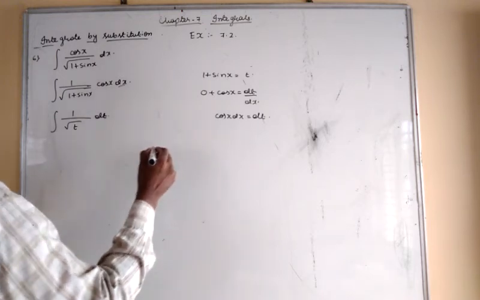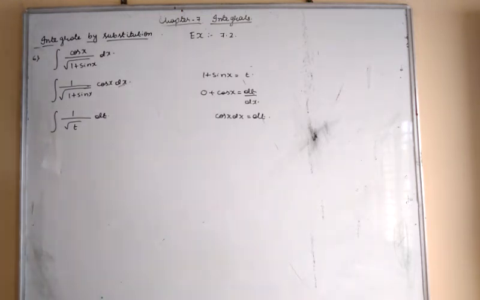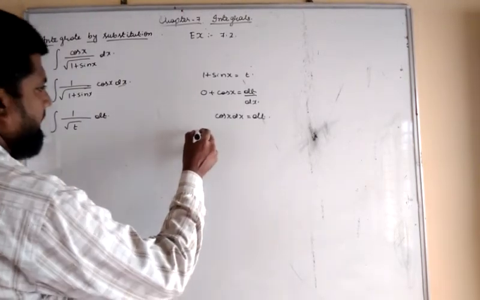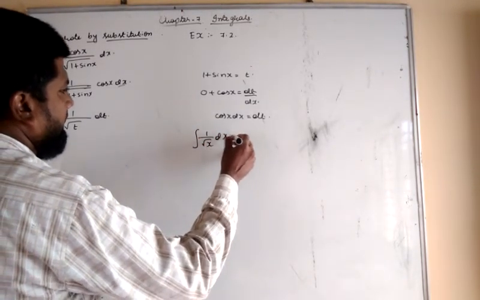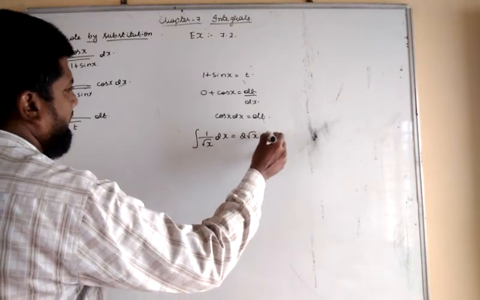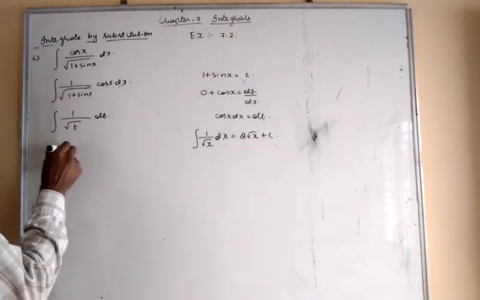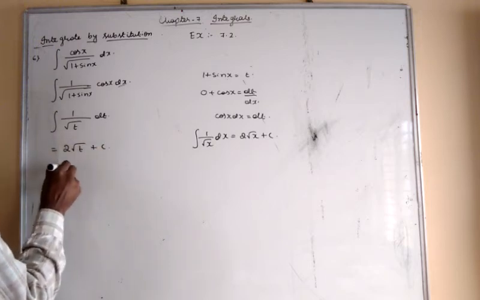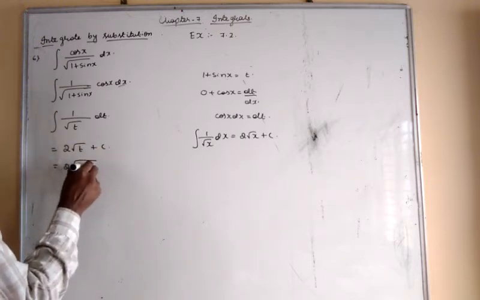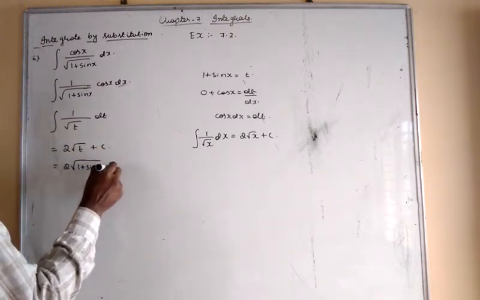We know the integration of 1 by root t. Integration of 1 by root x dx can be written as 2 root x plus c. If you apply here, 2 root t plus c, and the t value gives 2 root of 1 plus sin x plus c.